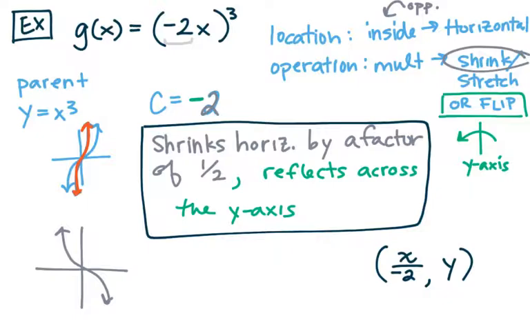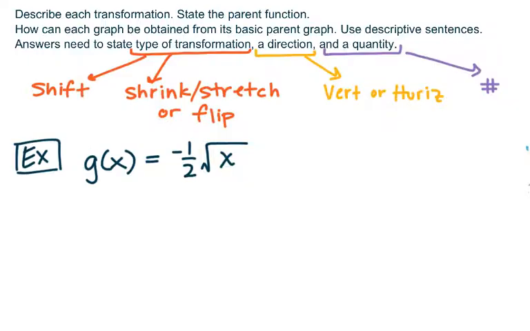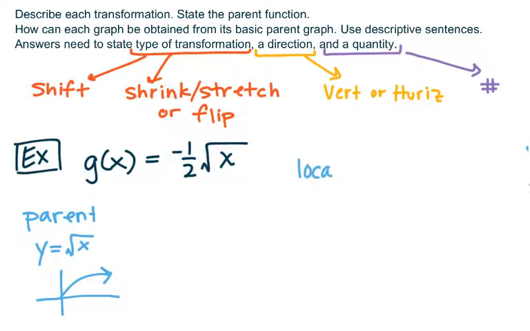All right, let's look at a fifth example. For this example, we're given the function g of x equals -1/2 times the square root of x. Thinking about our parent function, the most basic square root graph we could come up with, looks like this. All right, so we know we have this square root graph, kind of half of a sideways parabola. And then we, again, think about location.